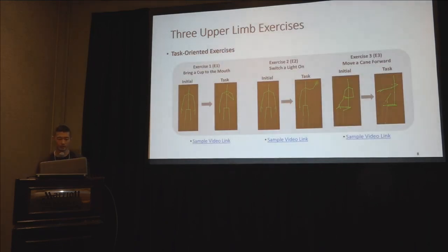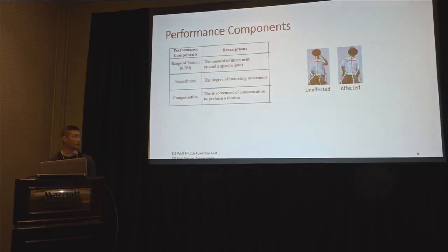We mainly utilize three task-oriented upper limb exercises. The first is bringing a cup to the mouth, where the patient has to grab a cup and reach to the mouth area as if they're drinking water. In exercise 2, the patient has to reach forward to switch a light on. In exercise 3, they need to extend the elbow to move the cane forward. For the evaluation of the stroke rehabilitation exercise, we utilize three performance components: range of motion, smoothness, and compensations.